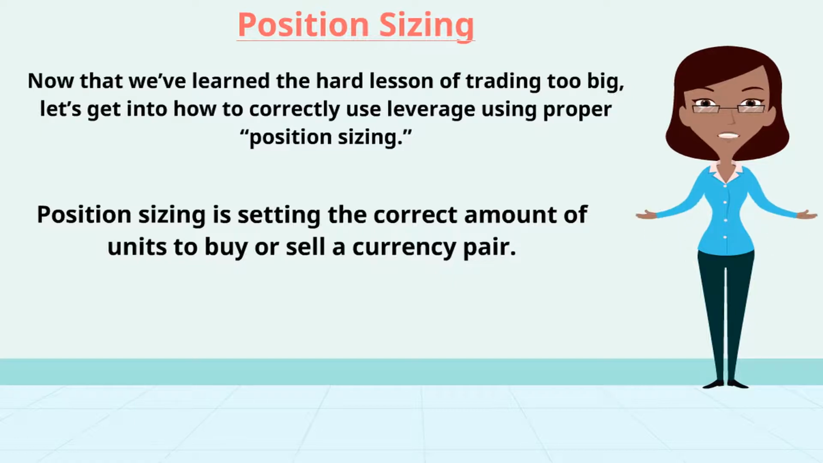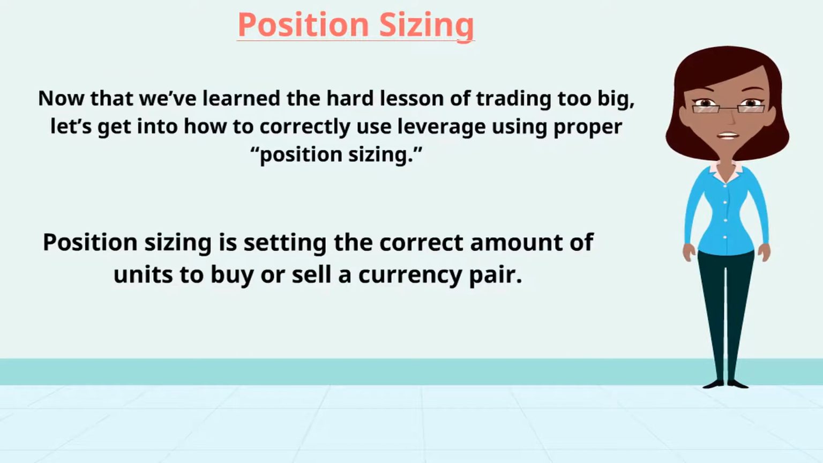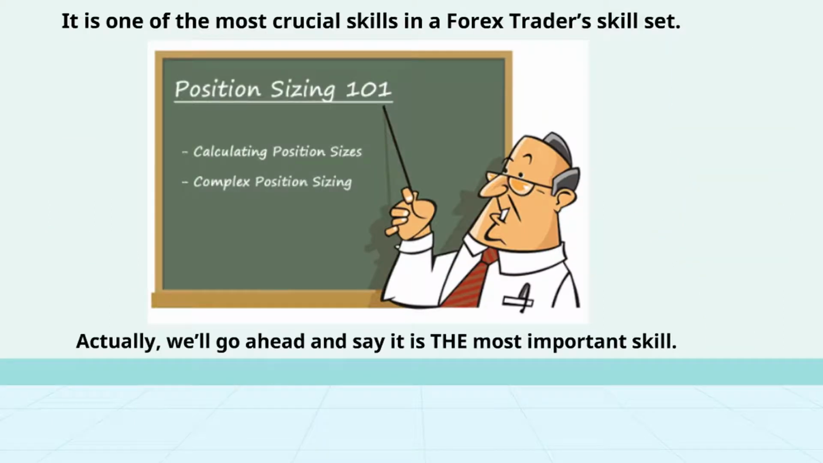Position sizing. Now that we've learned the hard lesson of trading too big, let's get into how to correctly use leverage using proper position sizing. Position sizing is setting the correct amount of units to buy or sell a currency pair. It is one of the most crucial skills in a forex trader's skill set. Actually, we'll go ahead and say it is the most important skill.